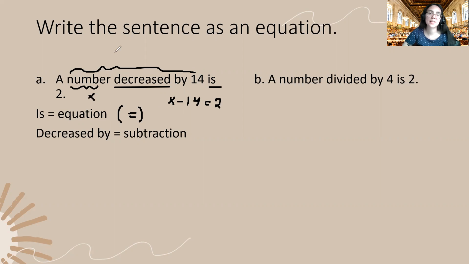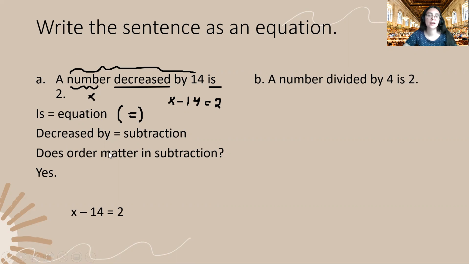Let's go ahead and continue. Does order matter in subtraction? Yes, it does. So our answer will be x minus 14 is equal to 2, which is what I wrote up here. Okay, to the right we have a number divided by 4 is 2.